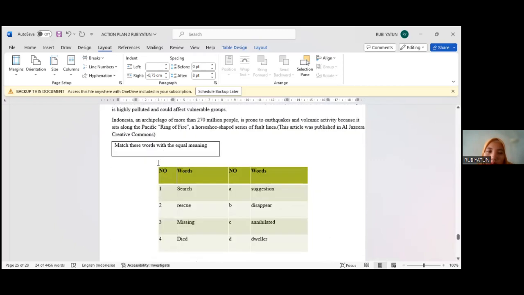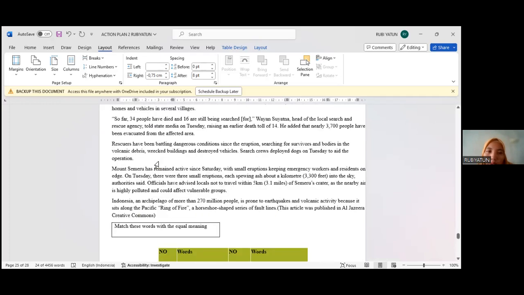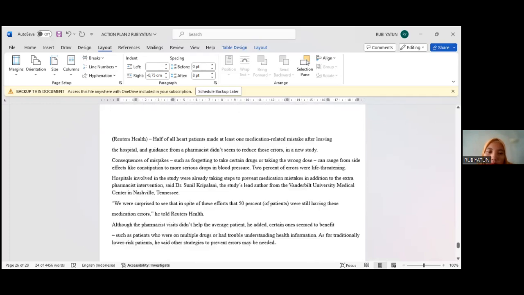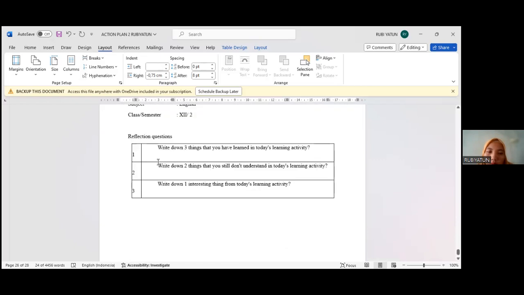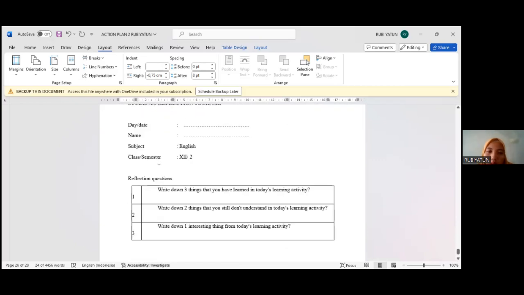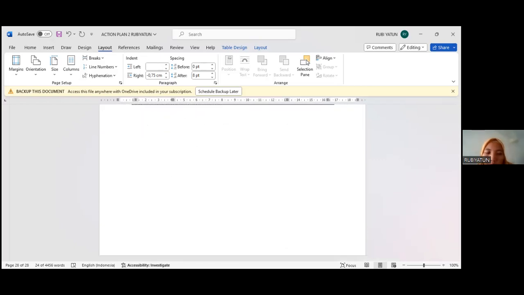This one is the question for the group. And this one is the student reflection journal. I think that is enough for me. Thank you, Mr. Sofian.